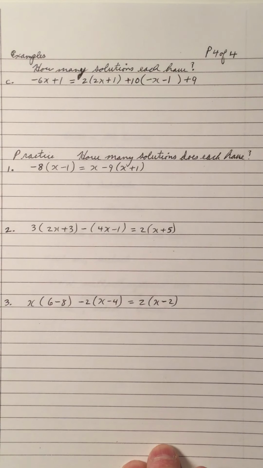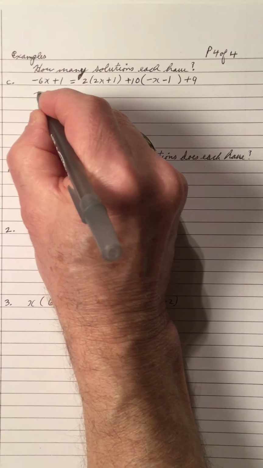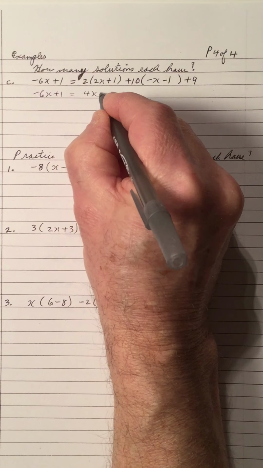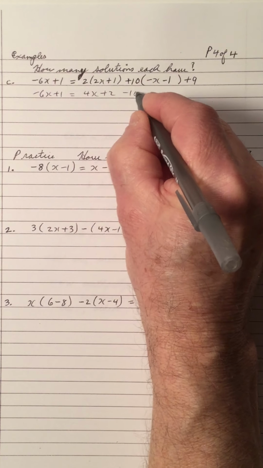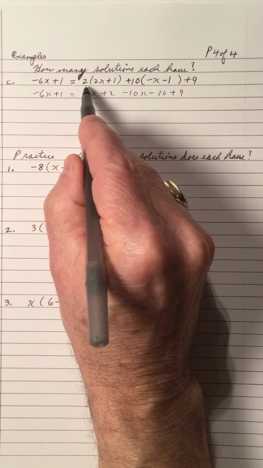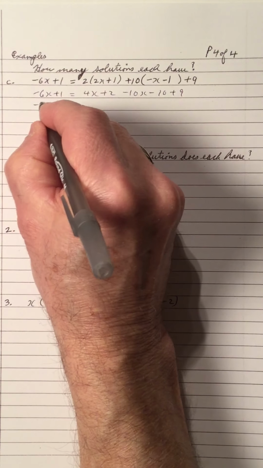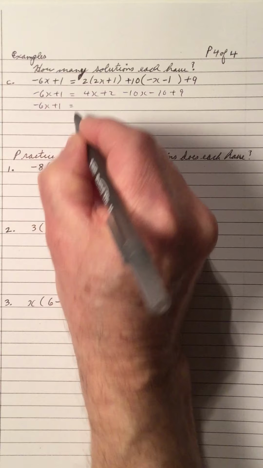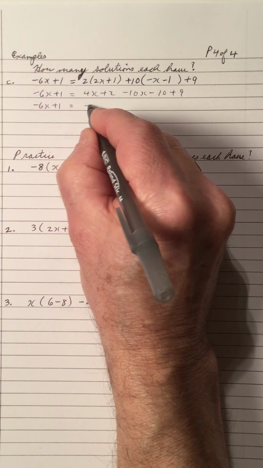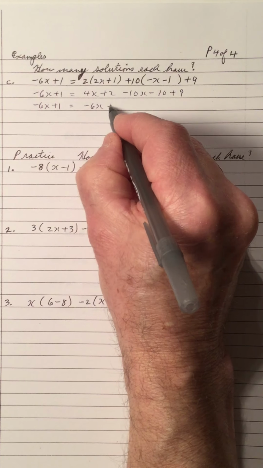Let's see. How many solutions does this have? Well, let's work it out. We got a negative 6x plus 1 equals 4x plus 2, negative 10x minus 10 plus 9. So I multiplied the 2 and the 10. I simplified, I got rid of the brackets. I'm going to simplify each side first. So that's a negative 10 and 4 is a negative 6. That's negative 1 and 2 is a 1.